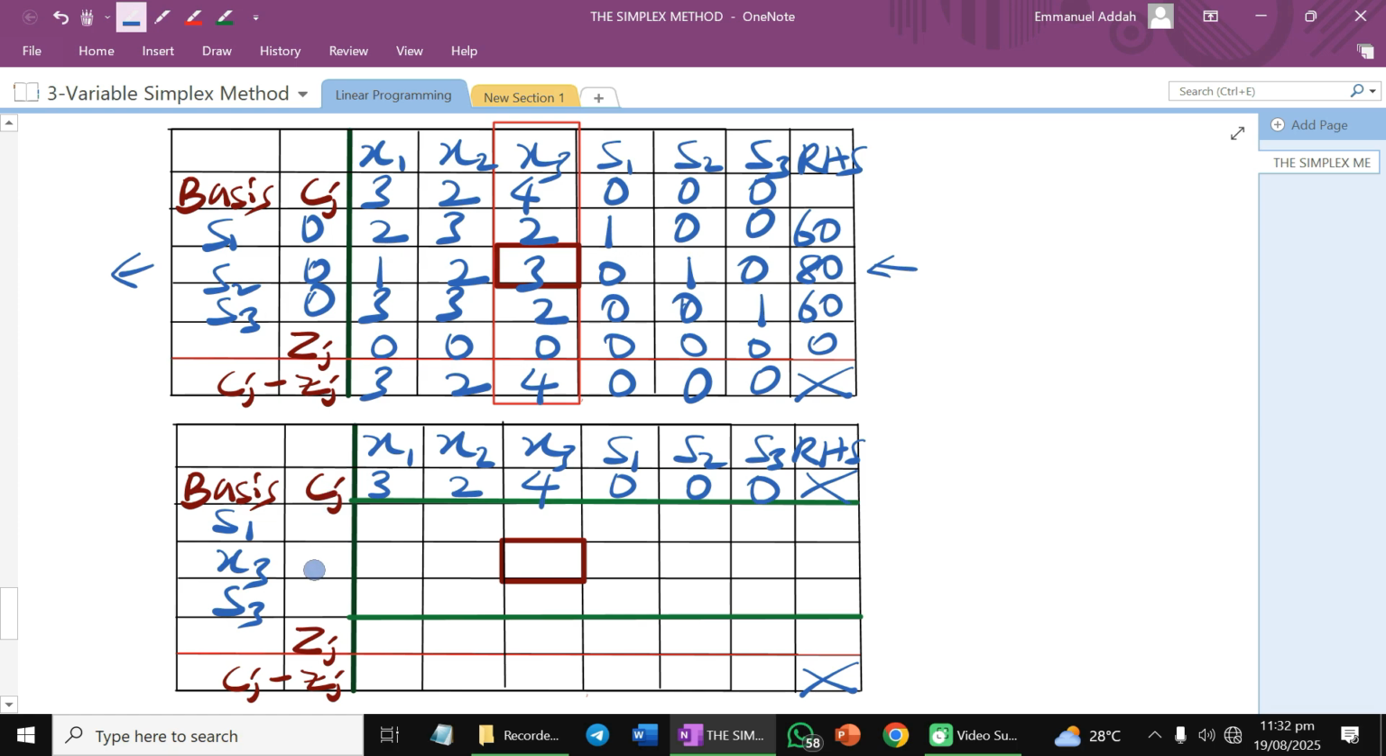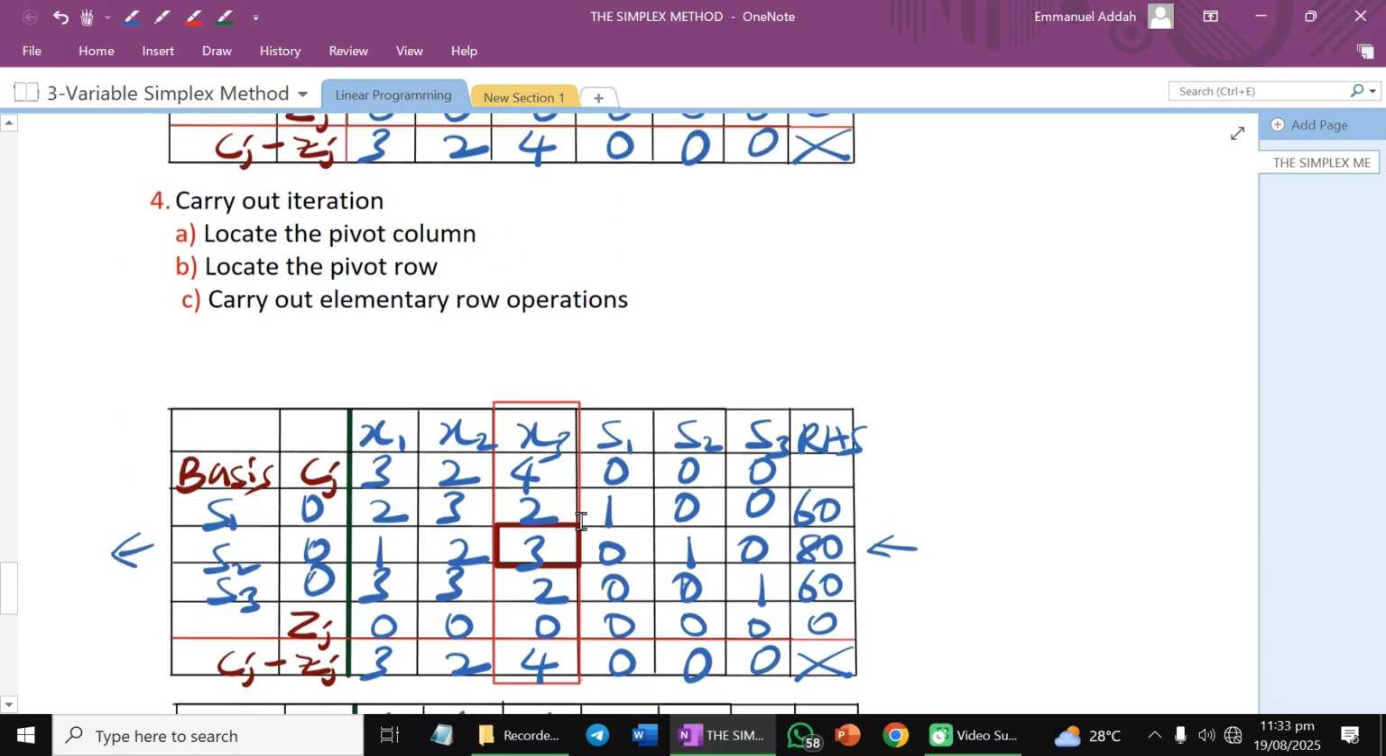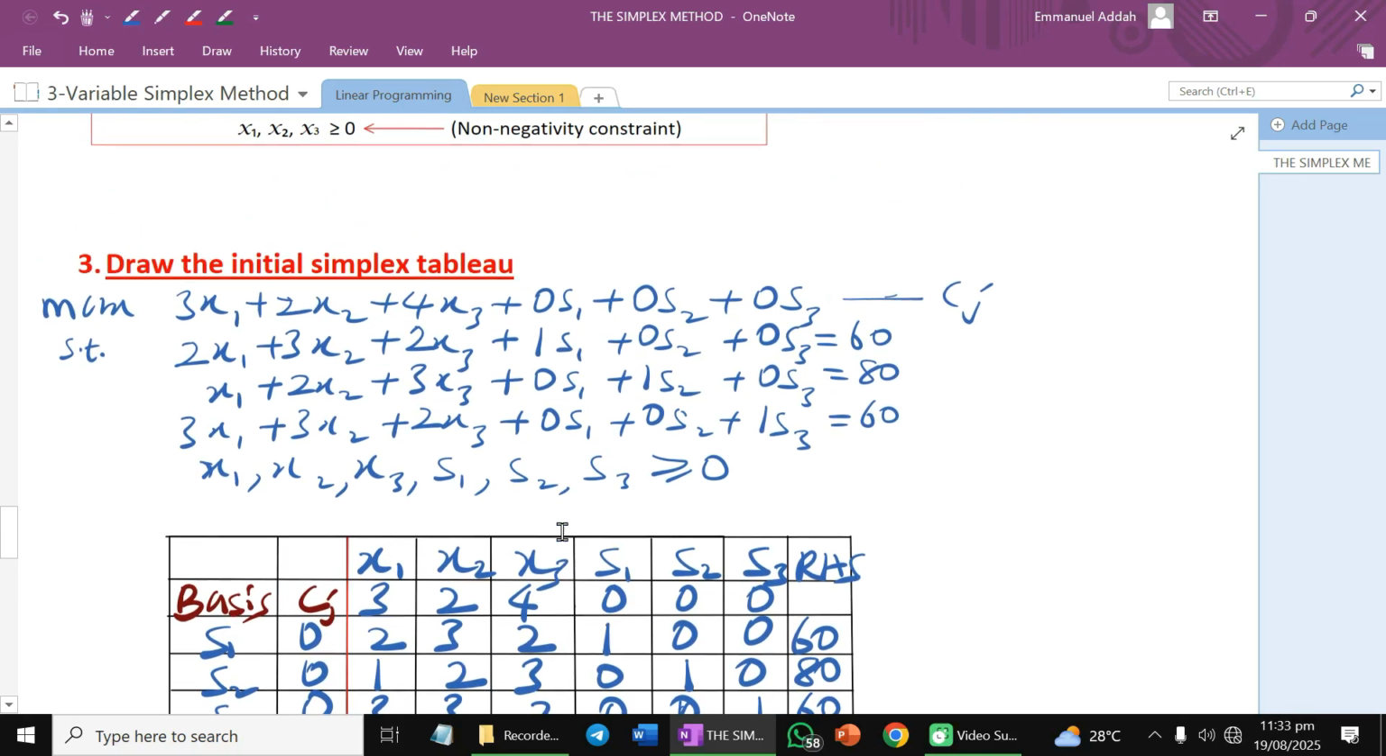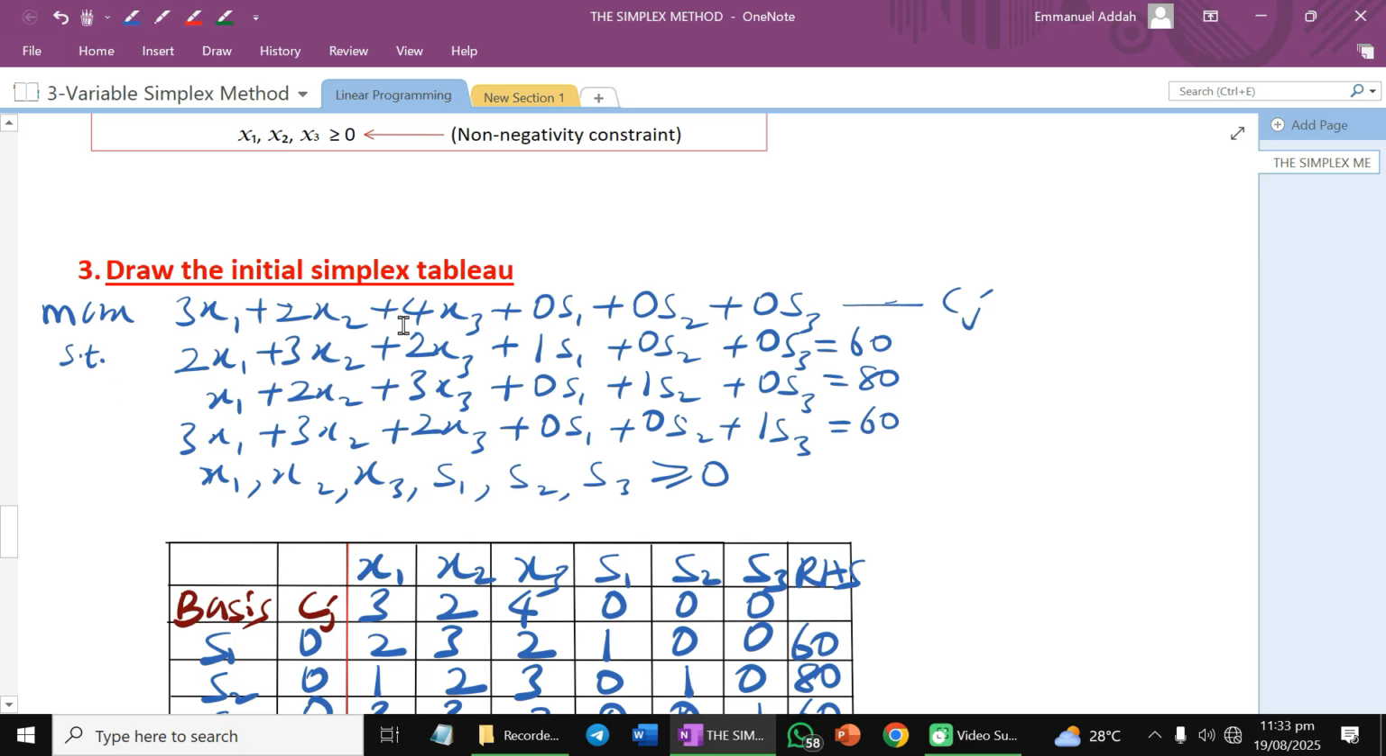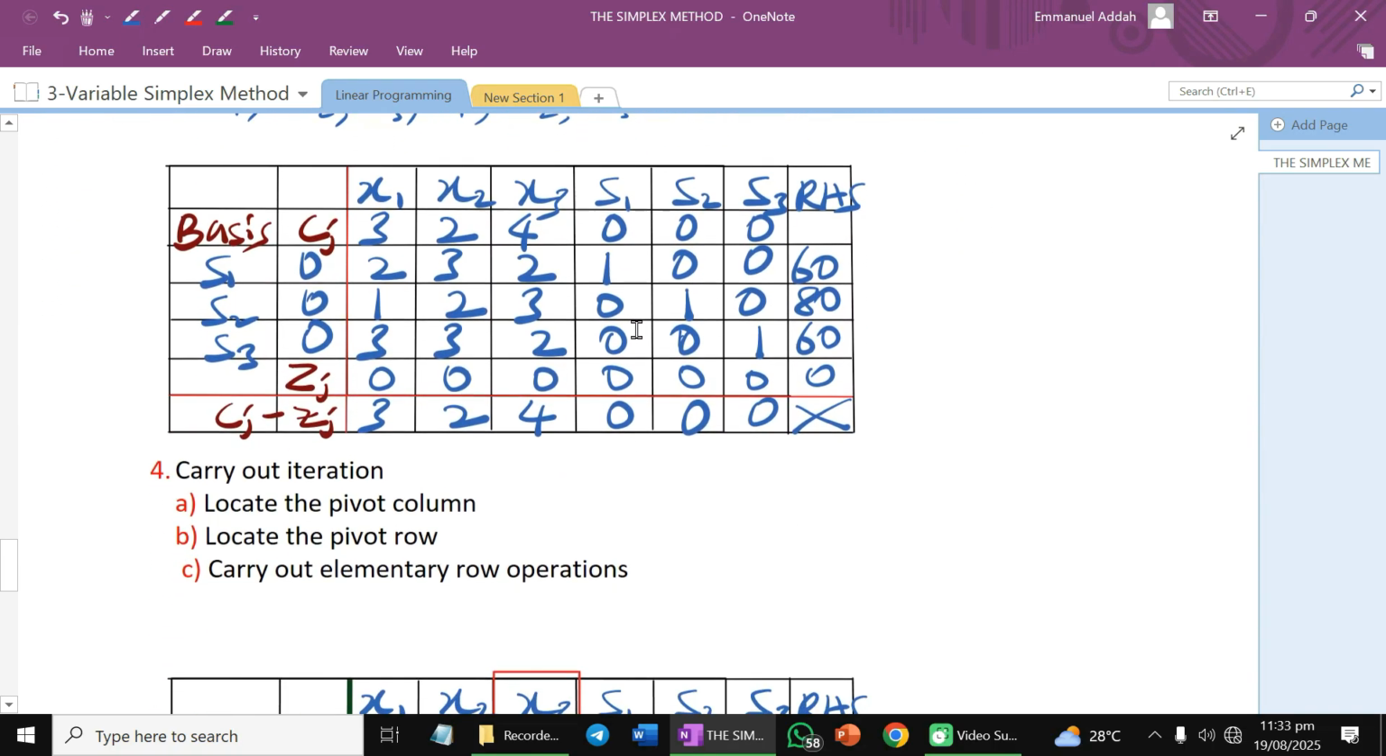This is the Cj column. What's the value of the coefficient of S1 in the Cj column? Let's go back. Here we have S1, X3, and S3. If we go back to our standard form, you can see that S1's coefficient is 0, S2's coefficient is 0, then X3's coefficient is 4. So we have 0, 4, 0. So we come down and fill them in.